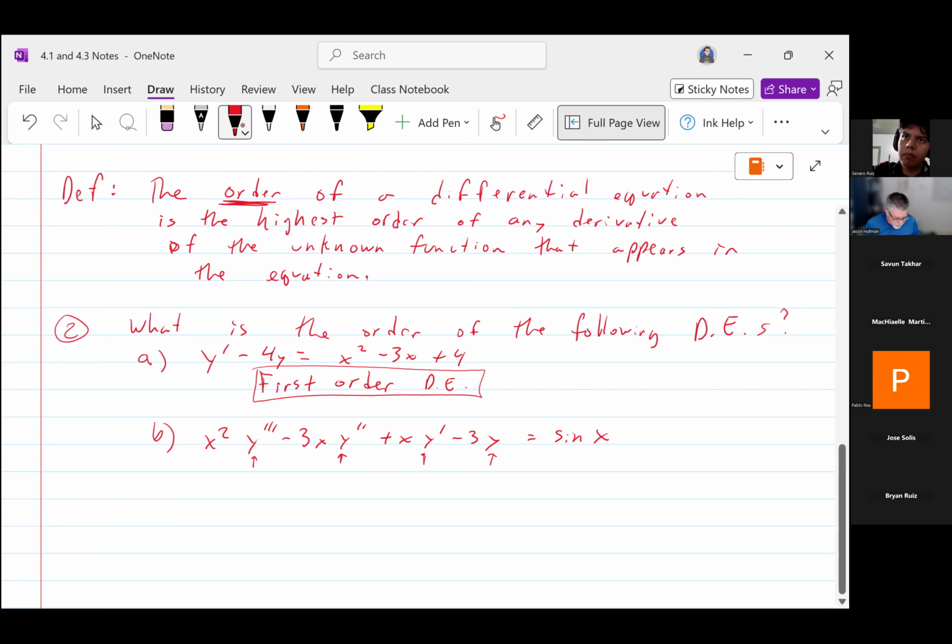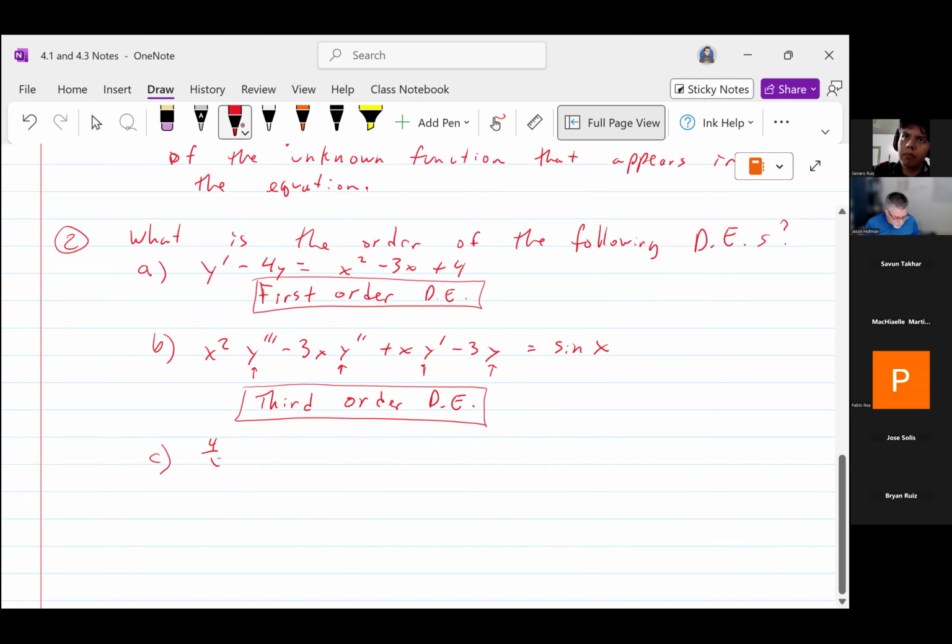Okay. C. Let's look at 4 over x, y to the fourth derivative. Okay, the fourth derivative of y, minus 6 over x squared, the second derivative, plus 12 over x to the fourth y equals x cubed minus 3x squared plus 4x plus 12.